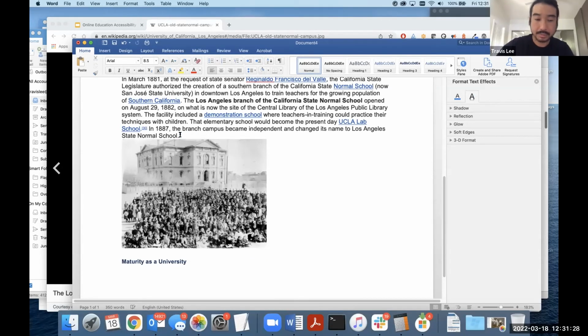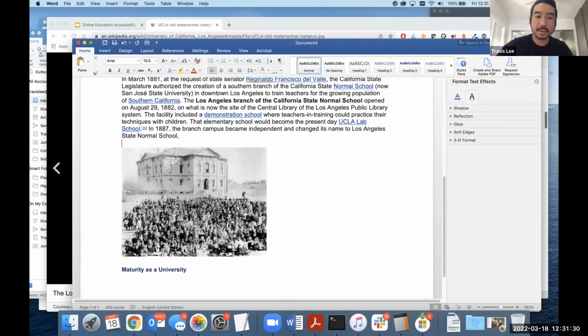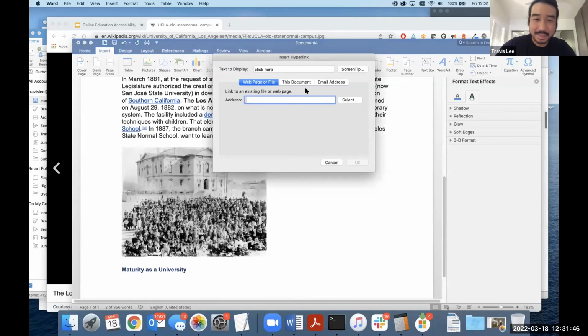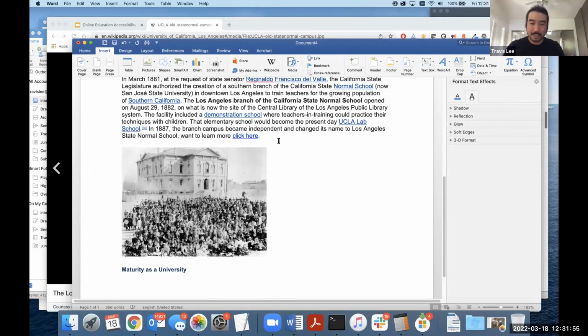Okay, and then we also have descriptive links. So this is like I was saying earlier. Let's just say we're writing this Wikipedia article. Want to learn more about the normal school, right? You click here, and then you'd insert this normalschool.edu. Okay, this is what's called an ambiguous link. This is what you don't want to do.